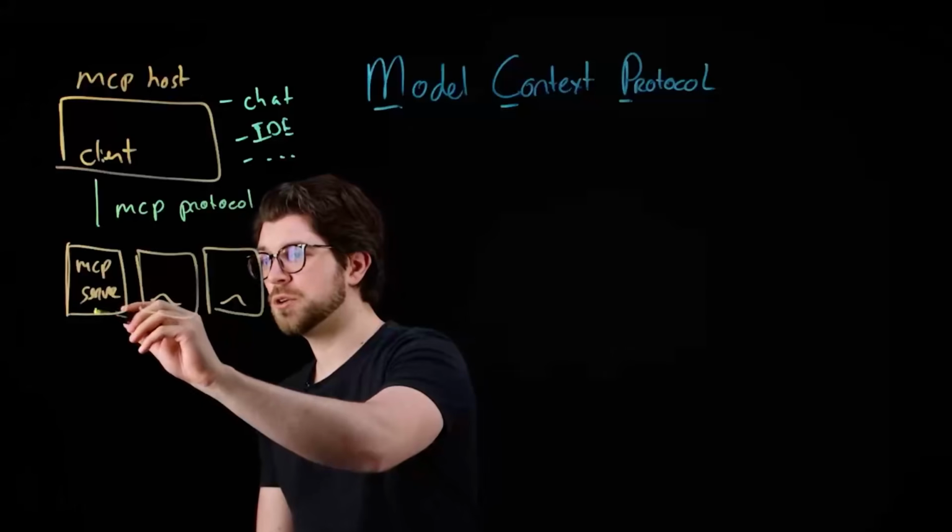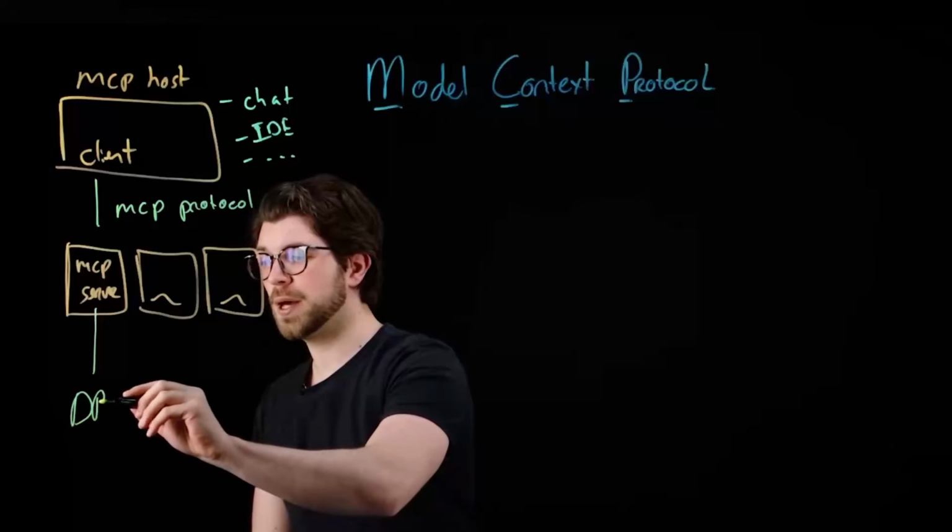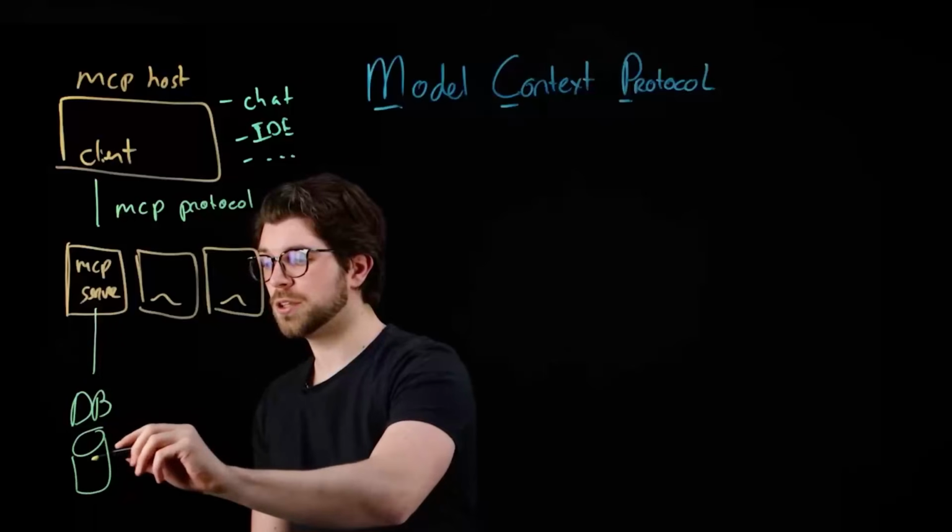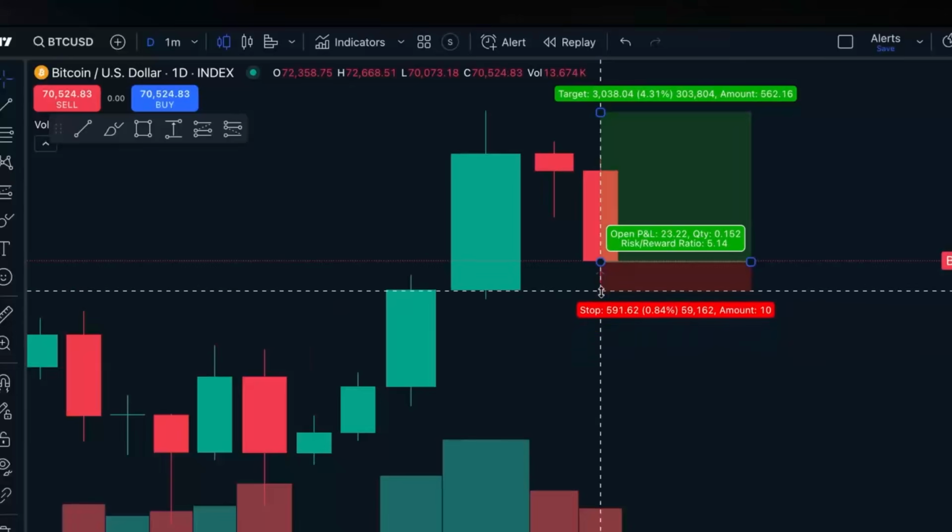Now, this isn't a workaround. It's powered by the Model Context Protocol or MCP. And by the end of this video, you'll have a full working AI stock scanner on your machine.